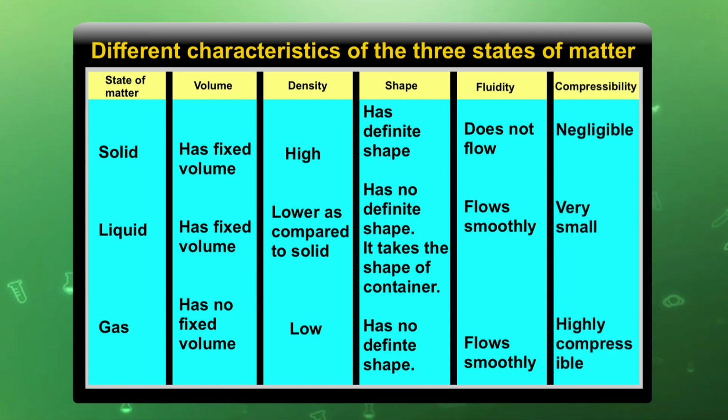If we compare the properties of these three states of matter, solid has fixed volume, and density is obviously very high. The reason for the very high density is that they have very strong intermolecular forces of attraction that keep their particles very tight with each other, which causes high density. Shape is also fixed. Fluidity: we all know solids do not have fluidity, their molecules cannot flow like water.